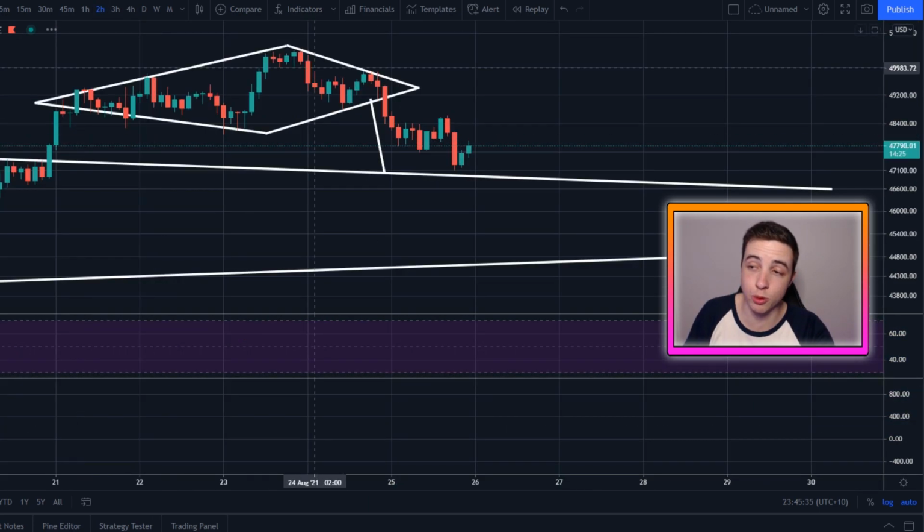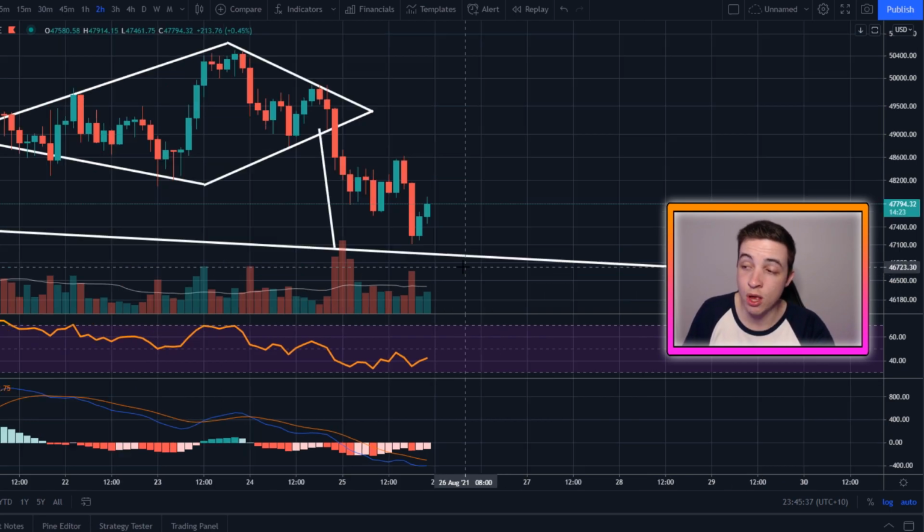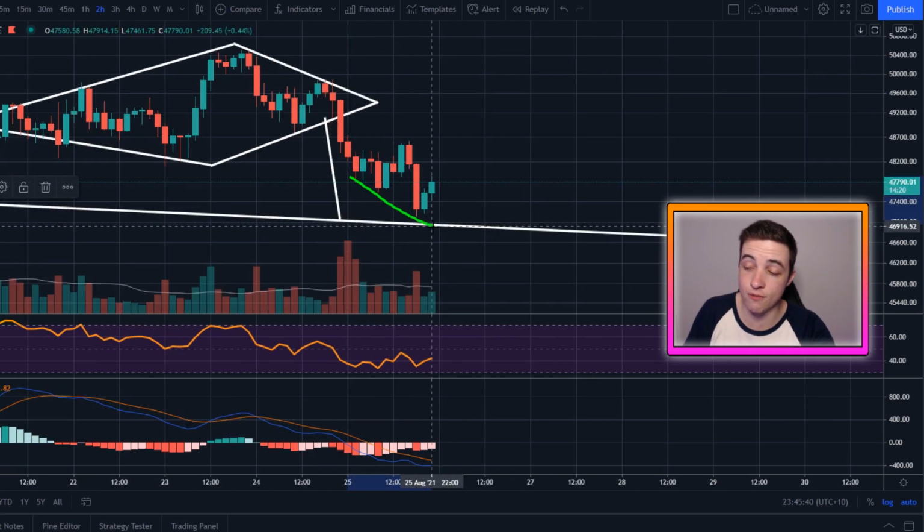But when you're looking at some smaller time frames, like the 2-hour time frame, for example, we are actually seeing just a small bullish divergence form, and the MACD is getting close to bottoming out.